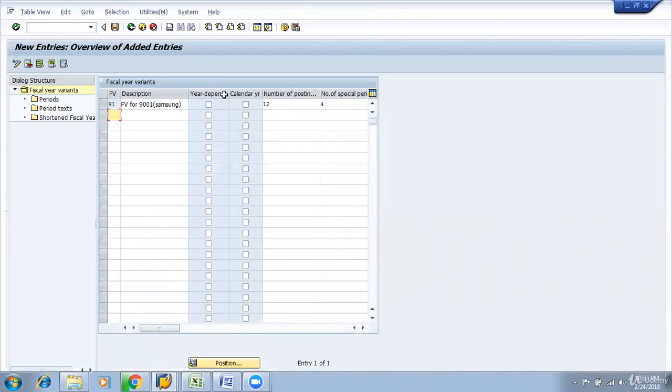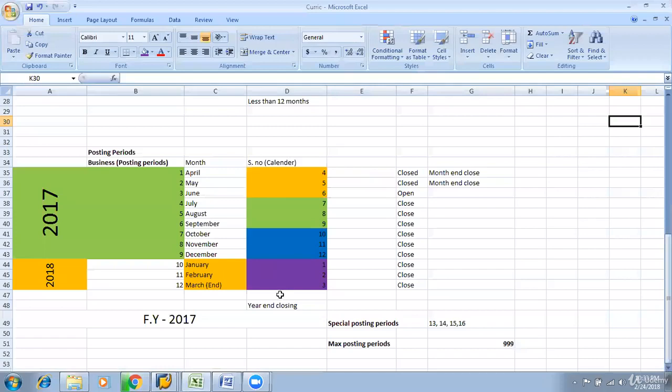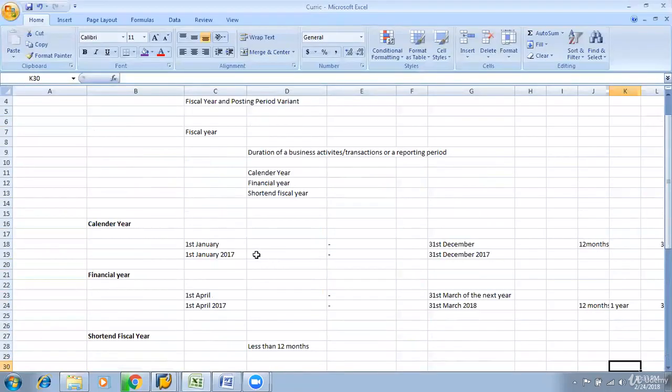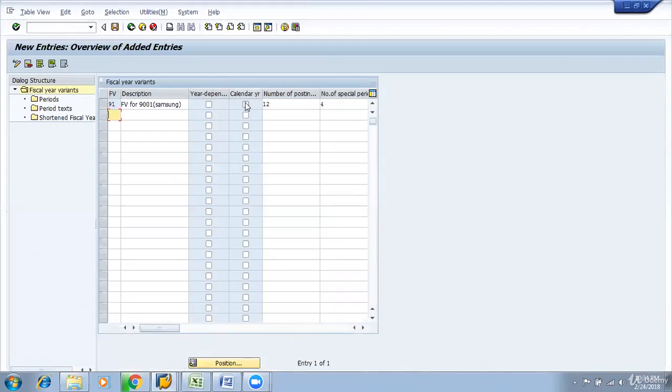Now, I skipped two things here. One is year dependent and the other is calendar year. Let me talk about calendar year first. What is a calendar year? As we have already discussed, a calendar year starts from 1st January till 31st December. So once I click here on calendar year, the system would consider this to be a calendar year, January to December.